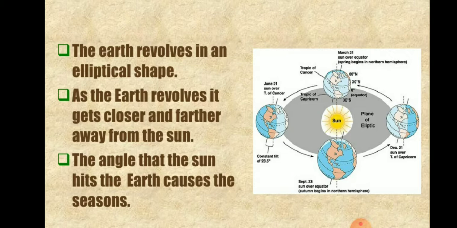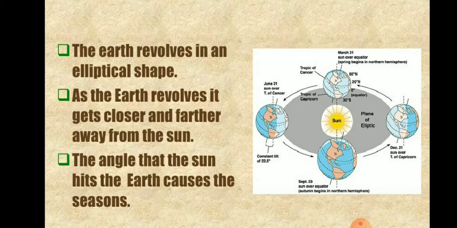So here we know there are two main causes for season. One is the distance between the sun and the earth doesn't remain static while it revolves around the sun. When earth revolves around the sun, sometimes distance is close, sometimes distance is large. That is one reason. Other one is angle.